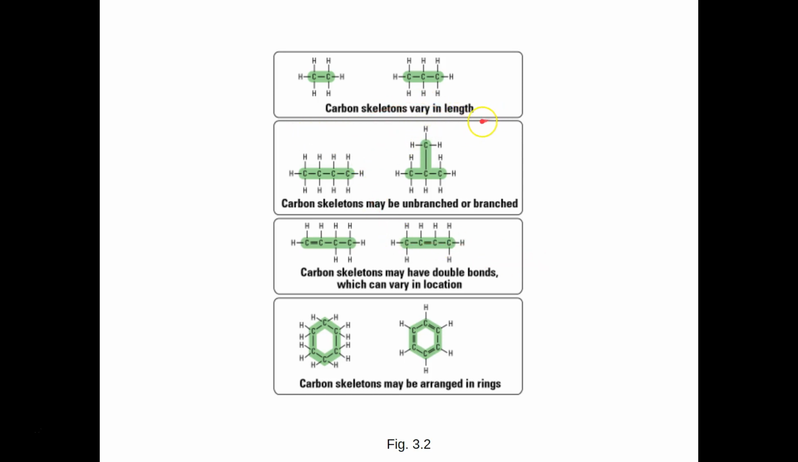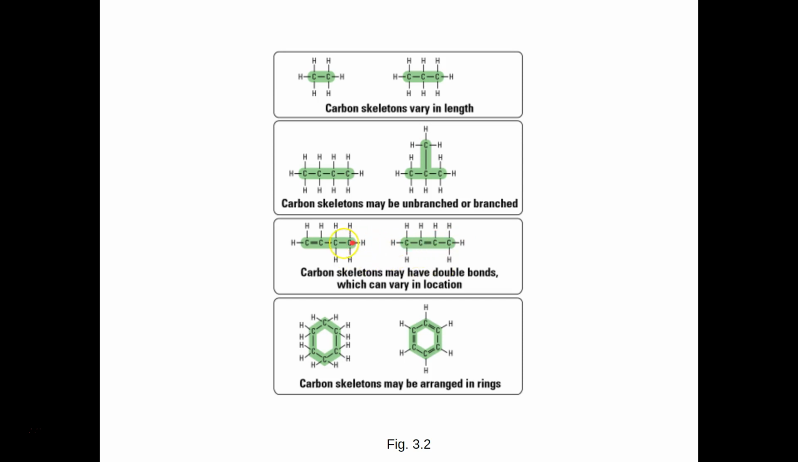So it can make these carbon skeletons which vary in length. It can be branched or unbranched. You have this branched one here. This is isobutane. It can form double bonds. So carbon can form double bonds with each other, and those double bonds can change location. So this double line here is representing a double bond, means there's 2 electrons being shared here. This single line here is representing a single bond, which means 1 electron is being shared here.